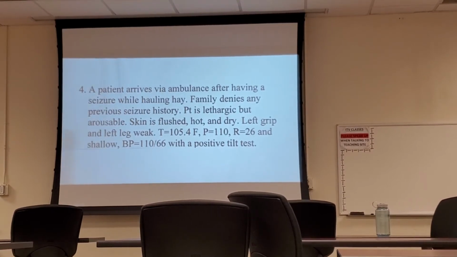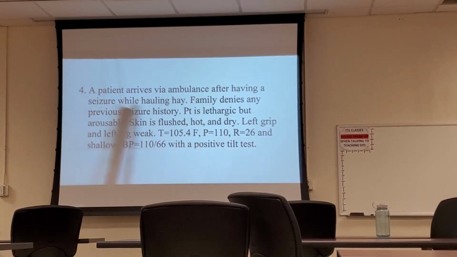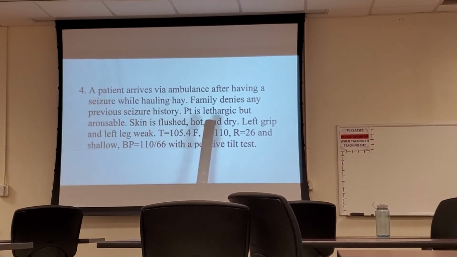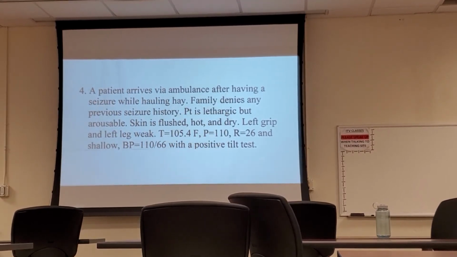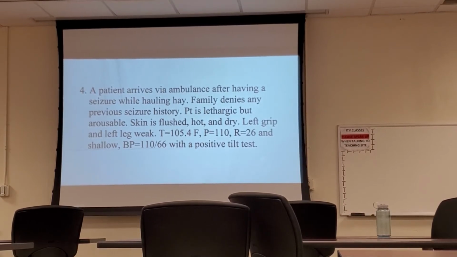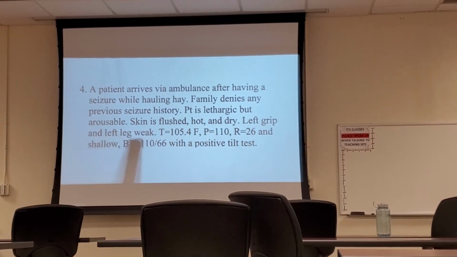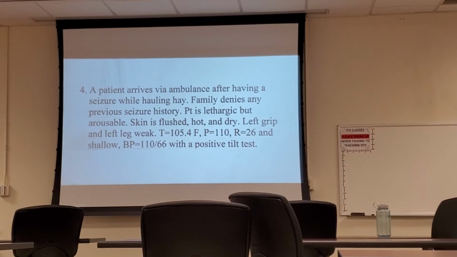Okay, so this individual arrives by ambulance after he's had his first seizure while out in the field hauling hay. His family says he's never had a seizure before, so this is his first episode. Currently, he is lethargic. What's another phrase we used a while ago to describe that? A decreased level of consciousness. However, he is still arousable. His skin is flushed, hot, and dry. His left grip and left leg are weak, and then those are his vital signs.